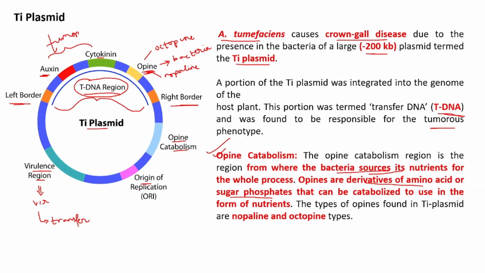Another thing, of course, you have a separate origin of replication. Now this is very interesting. In this kind of plasmid, the bacterium has everything: its own source of nutrients, the genes for the development of the tumor, its own virulence genes, and its own origin of replication. So this plasmid is very interesting and is of particular importance in biotechnology, more specifically plant biotechnology.